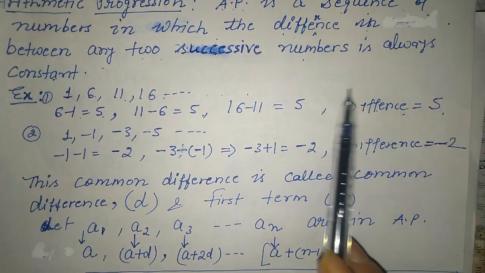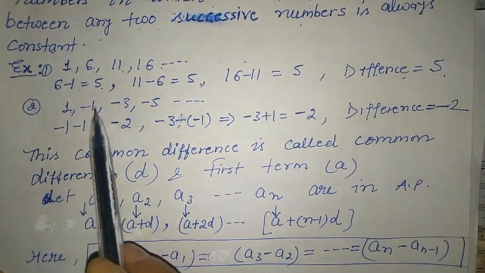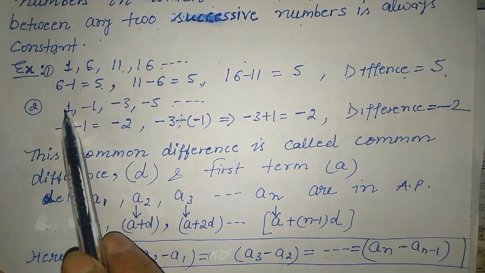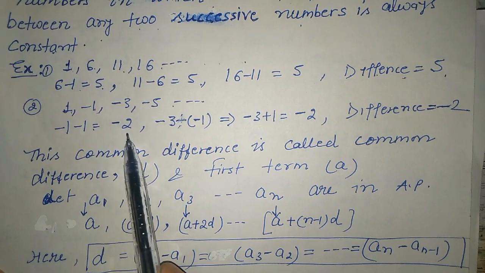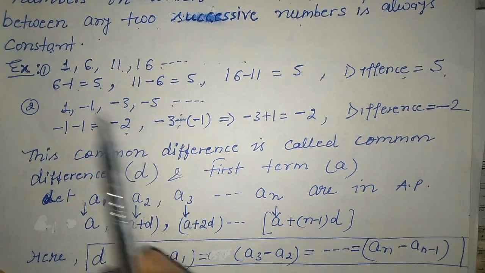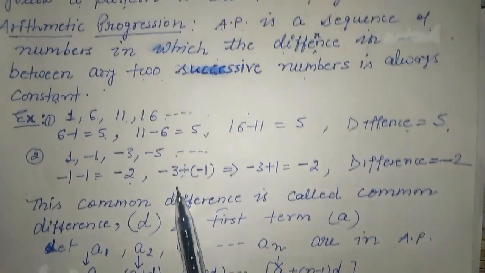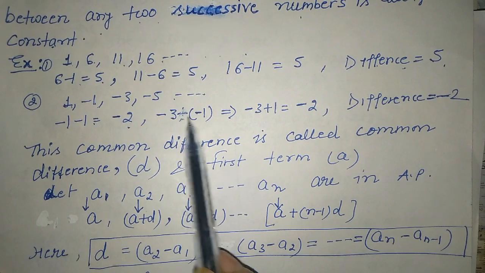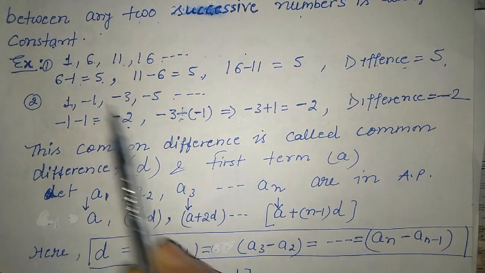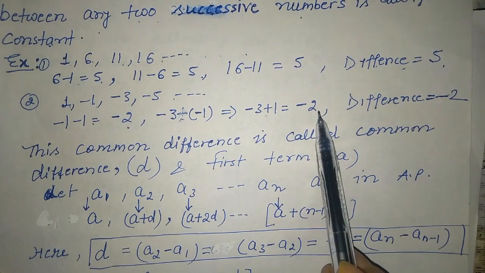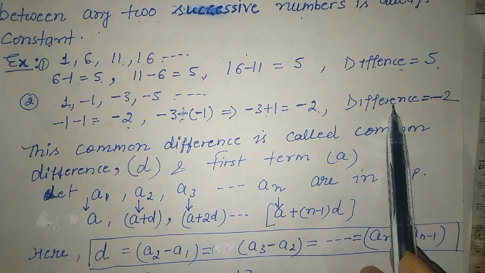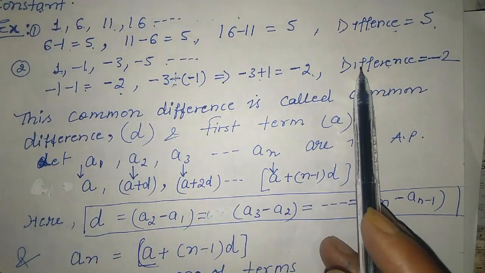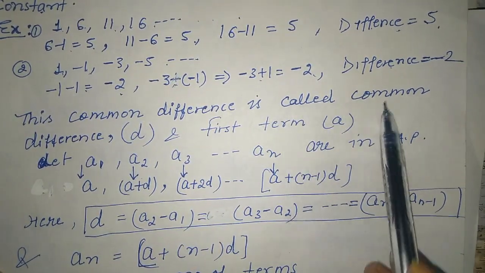5. Next, one more example: 1, minus 1, minus 3, minus 5. So we can see here minus 1 minus 1 becomes minus 2, and minus 3 minus, in between, because we have to find the difference between two successive numbers. So here is a minus sign, and the number here is minus 1, so this minus minus becomes plus. So the difference is again minus 2. So what is the difference here? Minus 2. This common difference coming between two successive numbers is called the common difference.